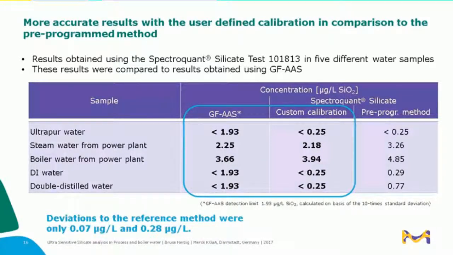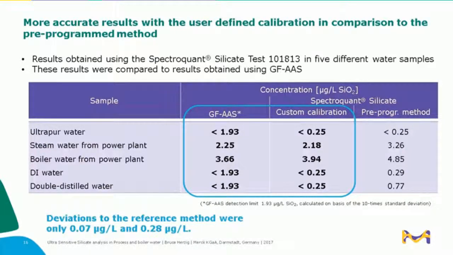We go back and look at the 5 samples that we had examined previously, and we can see now that using the SpectraQuant test, our ultra-pure water is again below the detection limit, and the DI water and the double distilled water are also below detection limit. And this detection limit is considerably less than the graphite furnace detection limit.